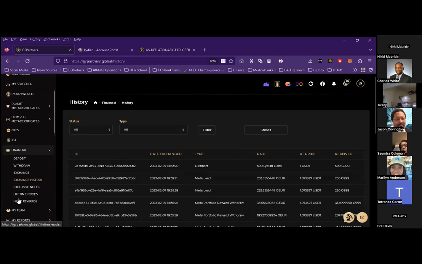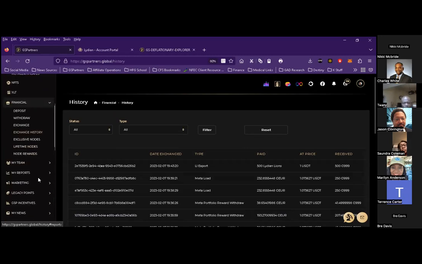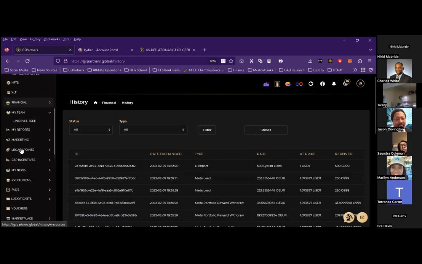Exclusive nodes, lifetime nodes, and node rewards are not really relevant for this conversation, so we're going to skip them. My team.